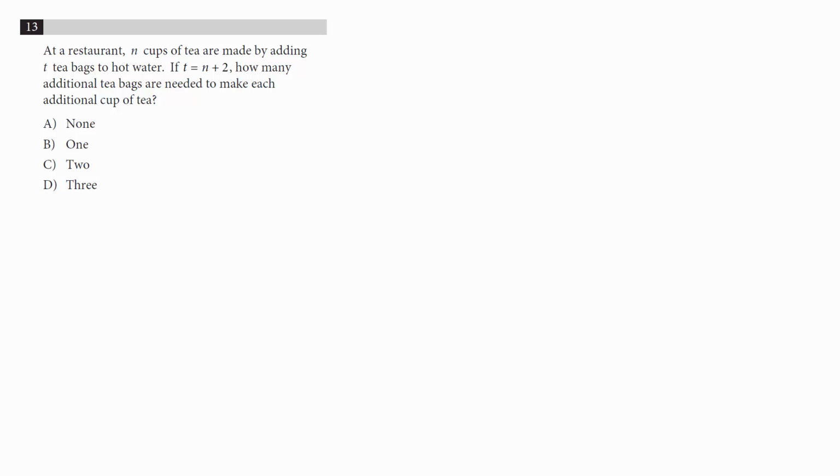So if we have, let's start with the column of n. If n equals 5, say we wanted to make 5 cups of tea, then how many tea bags do we need? So to get t, that's just n plus 2. So that means we need 7 tea bags.